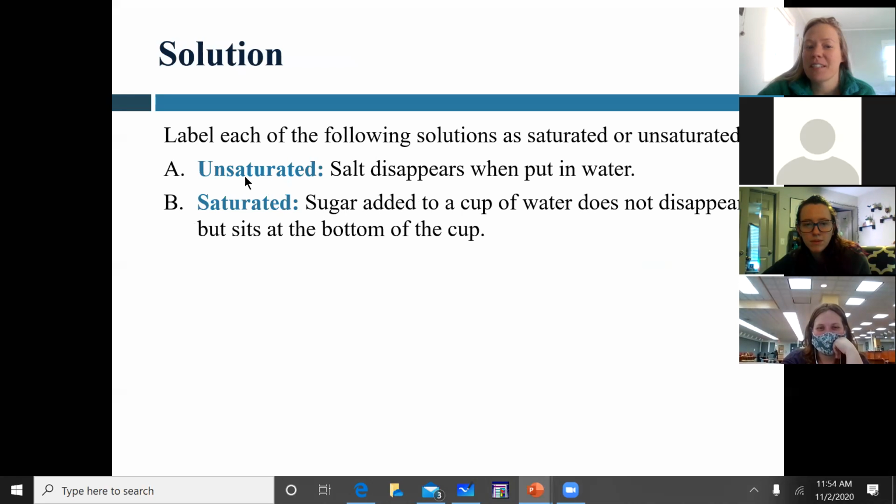So know the difference between saturated and unsaturated. Saturated can't receive any more of the solute. Unsaturated, you can pack more in there.